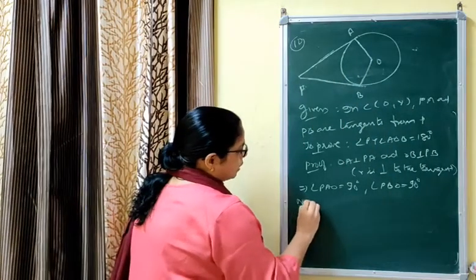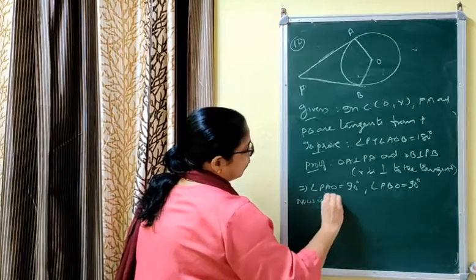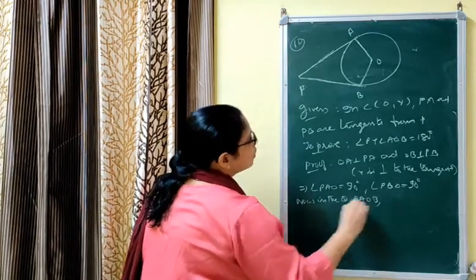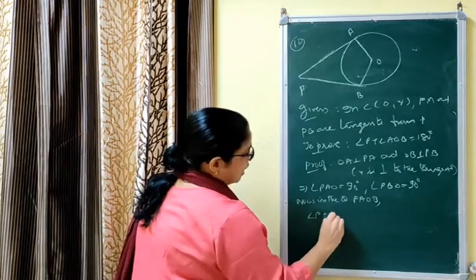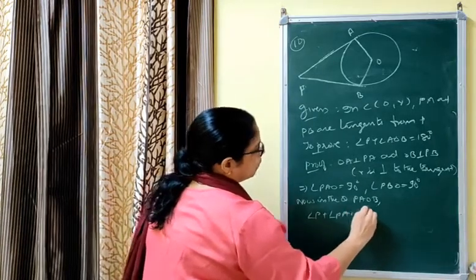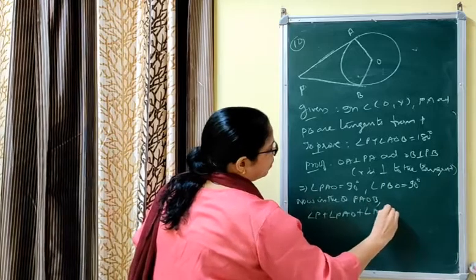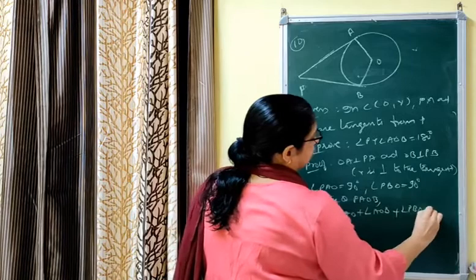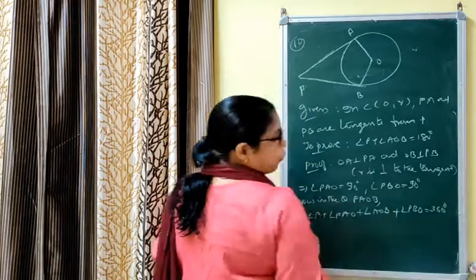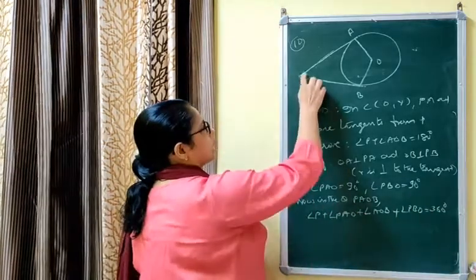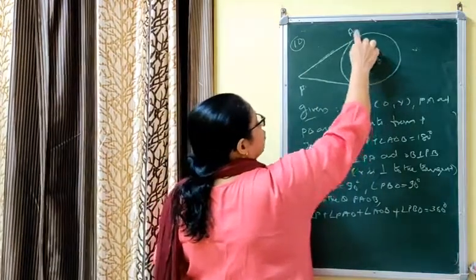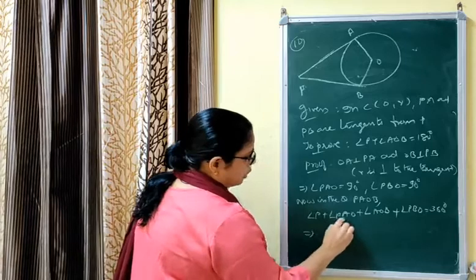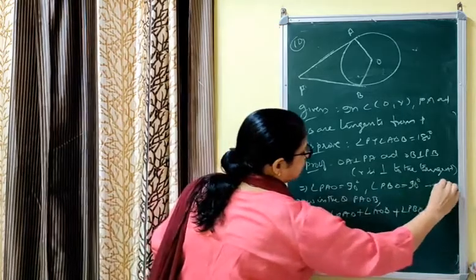Now in the quadrilateral PAOB, angle P plus angle PAO plus angle AOB plus angle PBO is equal to, angle sum property is sum of all angles of a quadrilateral is 360 degree. Angle P plus angle PAO plus angle AOB plus angle PBO equal to 360 degree. Now these two angles are 90 degree. Let it be equation 1.